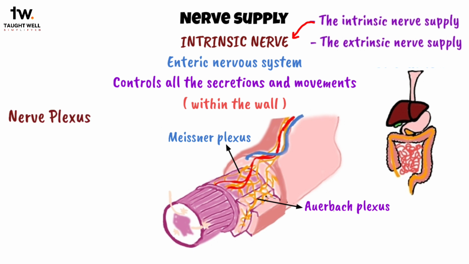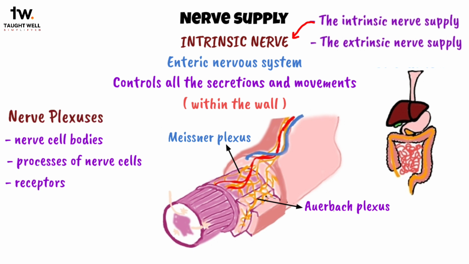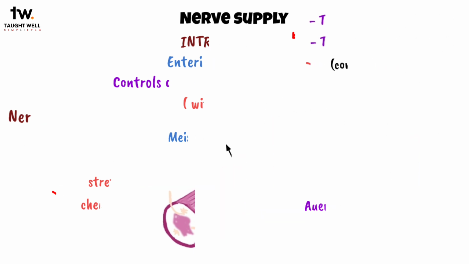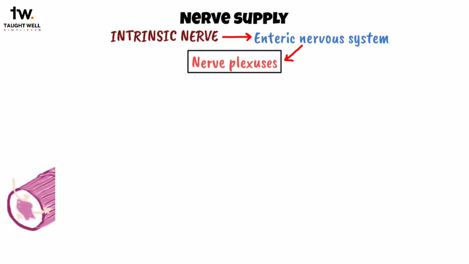These nerve plexuses contain nerve cell bodies, processes of nerve cells, and the receptors. The receptors in the GI tract are stretch receptors and chemoreceptors. Enteric nervous system is controlled by extrinsic nerves. Let's talk about the nerve plexuses in the enteric nervous system.